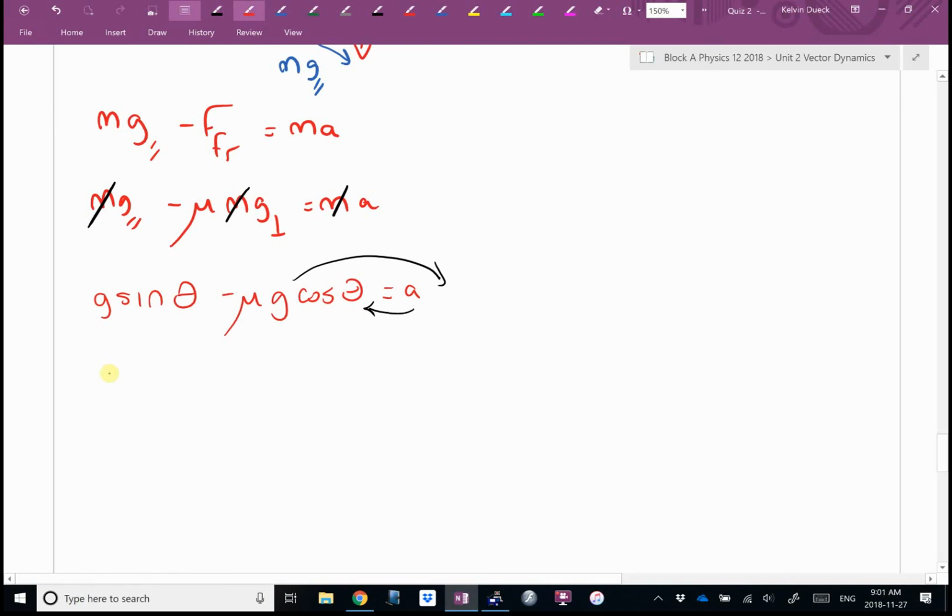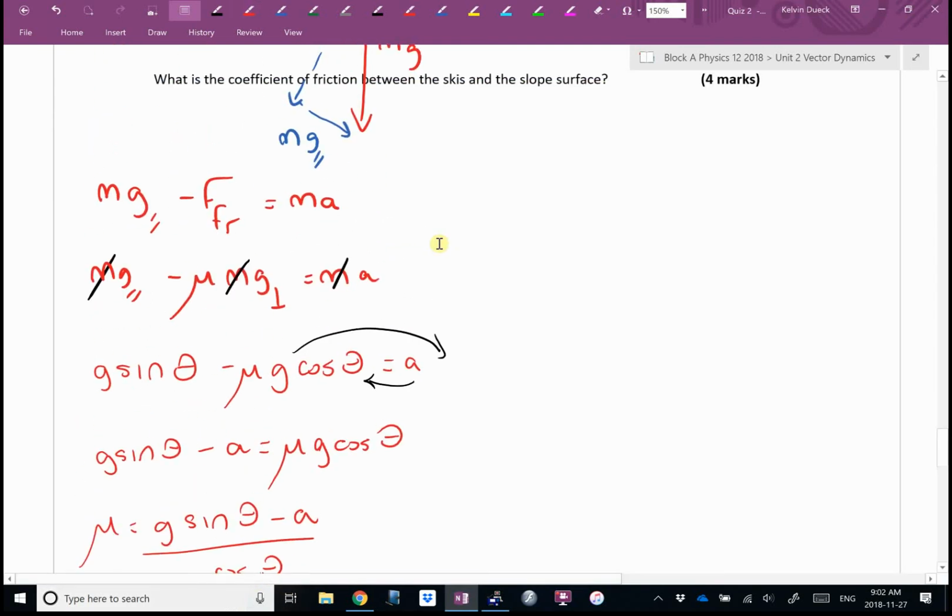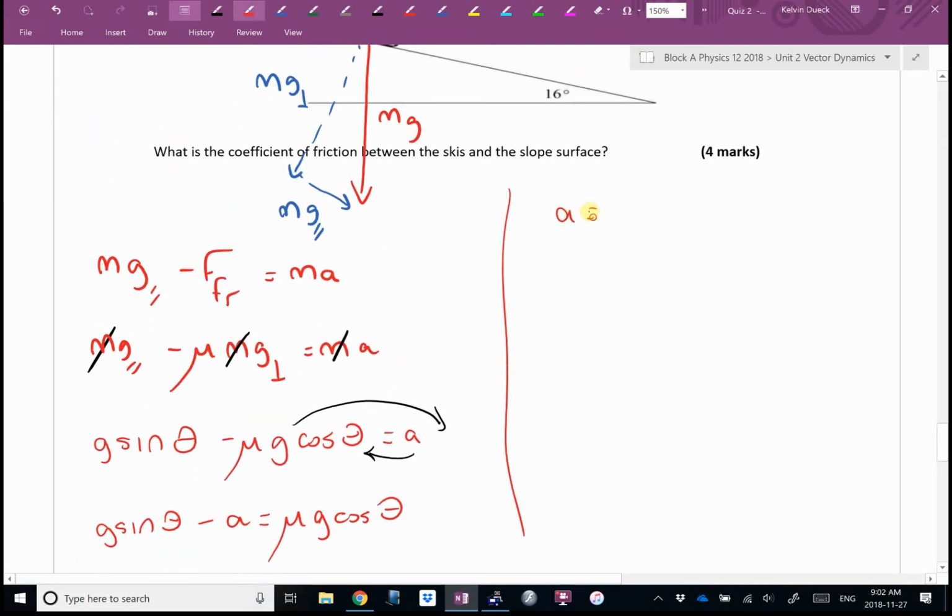So I said g sine theta minus a equals mu g cos theta. Looks like the g doesn't cancel here. Skiing on the moon would be different from skiing on the earth, even if you were on the same hill. And I said, okay, mu is going to be g sine theta minus a all over g cos theta. And here's where I said, I guess they kind of want me to find a.